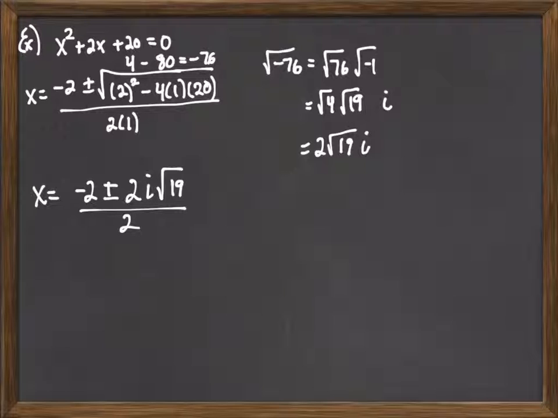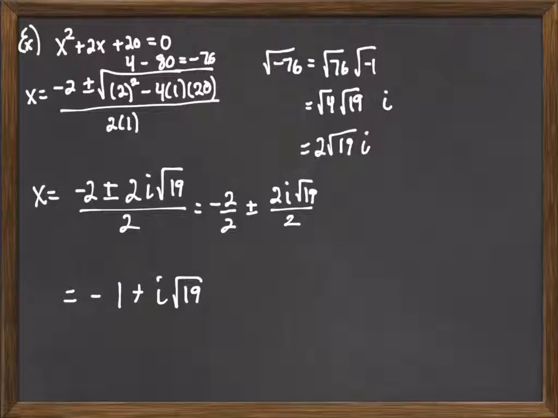And then I see that 2 in the bottom and the 2's in the top, so I think I can cancel something. When you see that, break it up and then simplify each piece. So negative 2 over 2 plus or minus 2i square root of 19 over 2. In each fraction there, the 2's cancel out. We get negative 1 plus or minus i square root of 19. So here we actually have complex numbers as our answers.